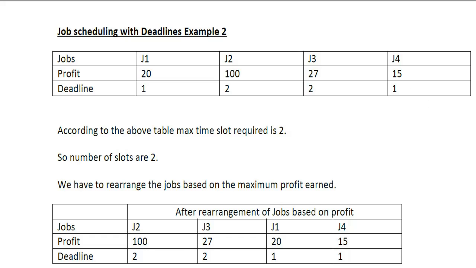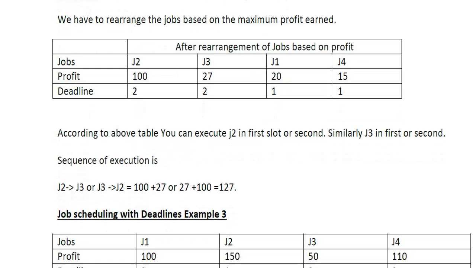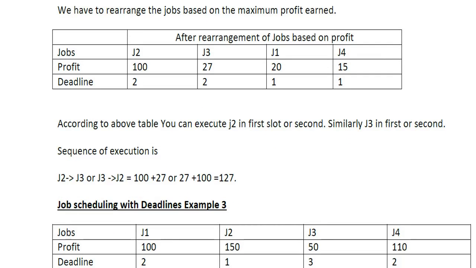So after, what is the first step? First step is to rearrange them according to the profit, maximum profit first. After rearranging them based on their profit, we got job 2 as the first one with 100 as the profit and 2 deadlines. Job 3 has 27 profit and again 2 deadlines. Job 1 has 20, and job 4 has 15 profit and 1 deadline.